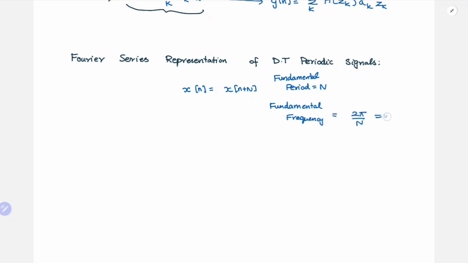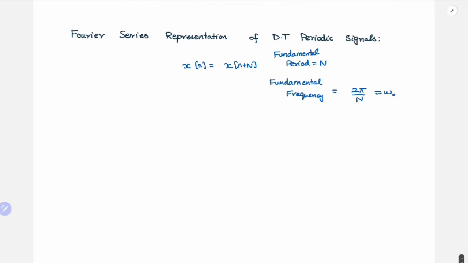So for periodic signals, we know that x of n is equal to x of n plus N. So your period is N here, right? Let's say it is the fundamental period. And what will be your fundamental frequency? It will be 2 pi over N, and it is represented by omega naught.